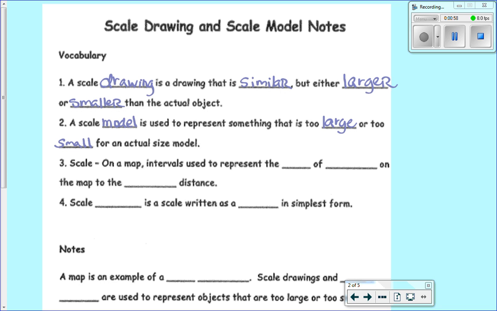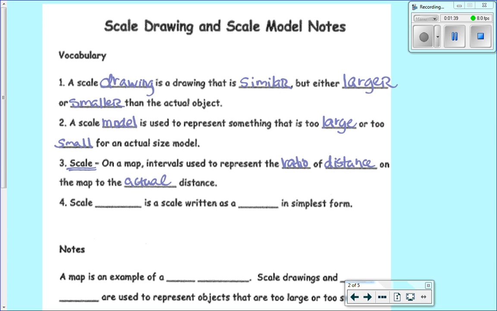All right, so what is a scale? For example, you probably see this in social studies, maps. You'll see a scale on a map, and its intervals are used to represent the ratio of distance on the map to the actual distance. So that would be a scale drawing, right? Yes, absolutely. That's exactly what it is.